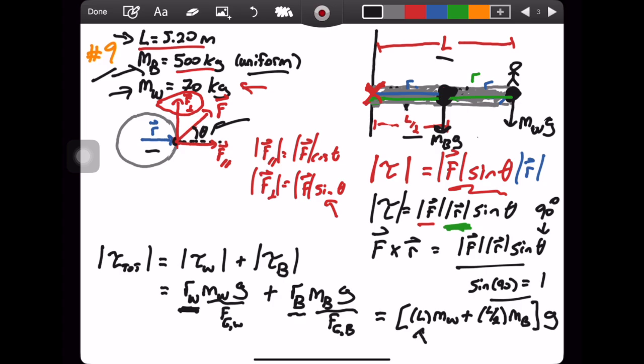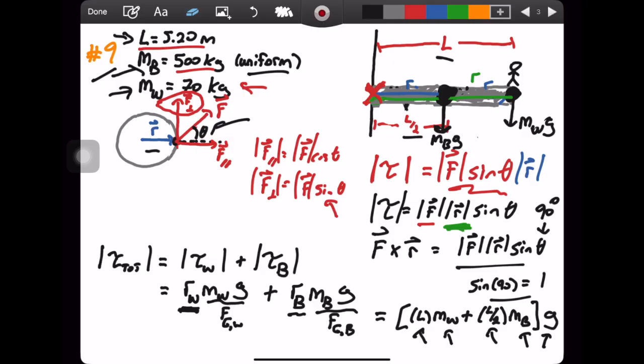We've been given L, that's 5.20 meters. L over 2 is simply that divided by 2, which is going to be 2.6 meters. We're given the mass of the worker, that's 70 kilograms, and we're given the mass of the beam, that's 500 kilograms, and G is 9.8 meters per second squared.